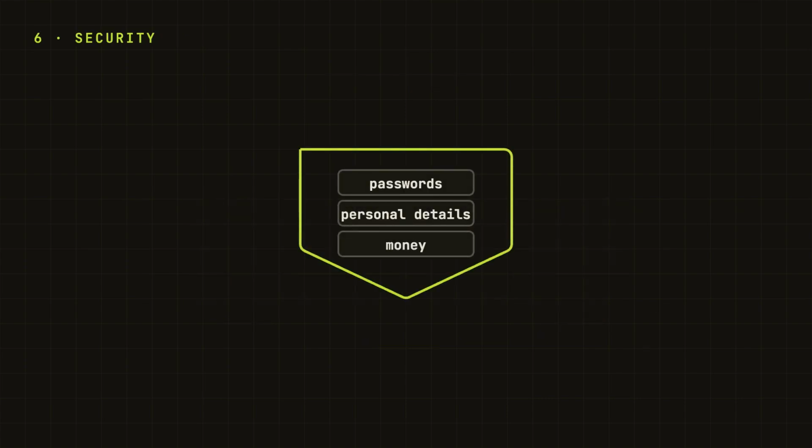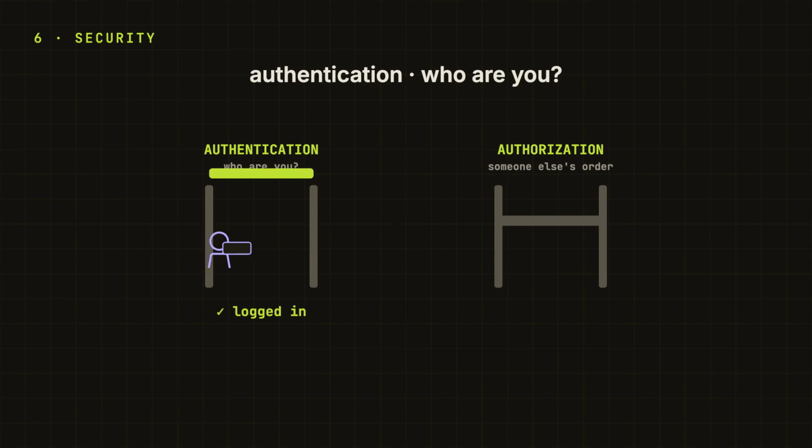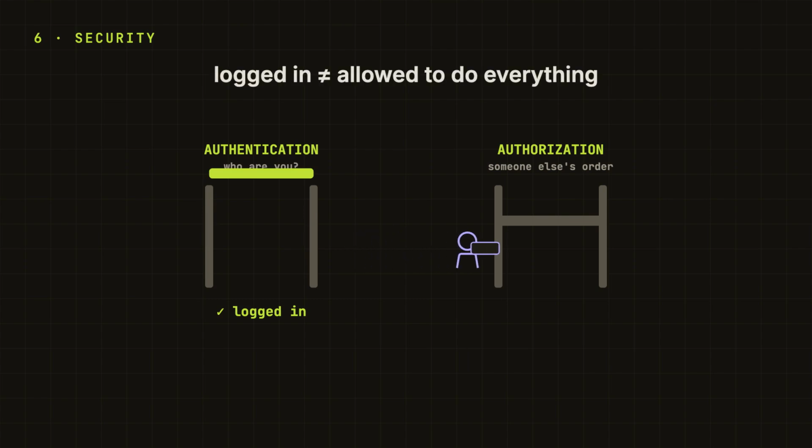Okay, our store handles passwords, personal details, and money, so security cannot be an afterthought. And the first thing to get crystal clear, because interviews test the confusion here, there are two different ideas: authentication and authorization. Authentication is who are you, proving your identity, like logging in. Authorization is what are you allowed to do, checking permissions like can this user view someone else's order. Logging in does not mean you are allowed to do everything. AuthN is identity, AuthZ is permission.